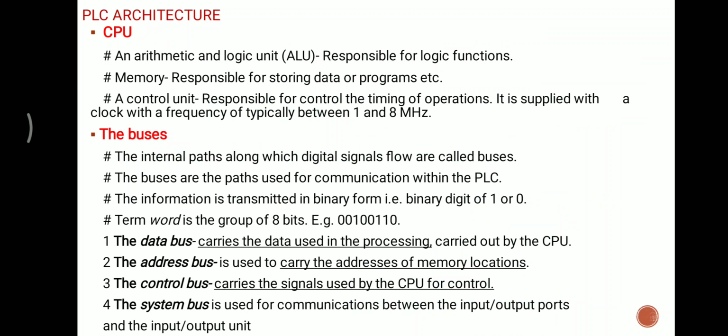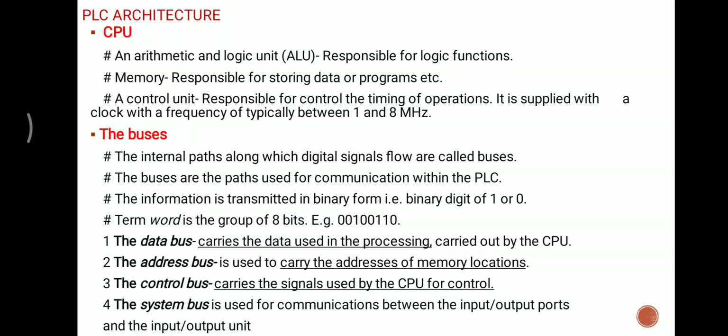So the PLC architecture has components like the CPU, the buses, memory and input output channels. Out of this, we will see the CPU, the central processing unit. It is responsible for some of the operations, and it contains elements like an arithmetic and logic unit, we can call it ALU, and it is responsible for logic functions. The logic functions like AND function, OR function, NOR function, NOT function, NAND function, or XNOR function, that we are going to see ahead in this chapter.